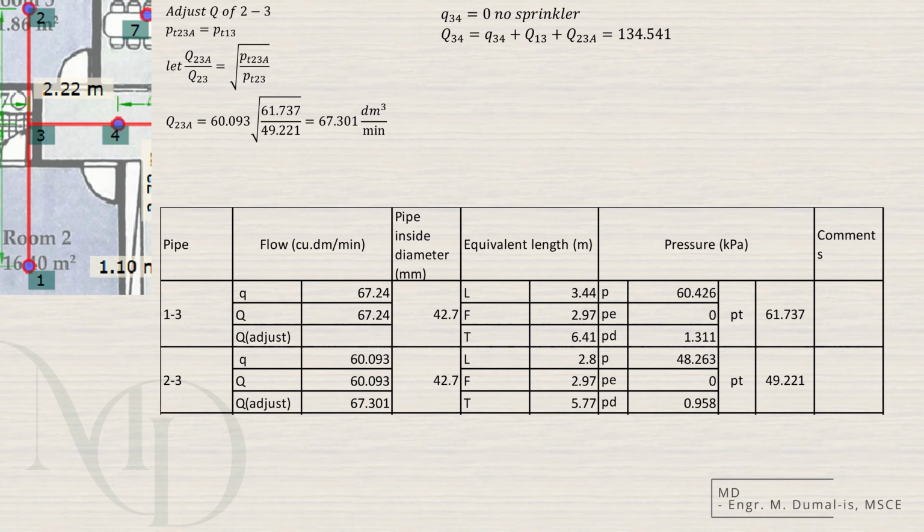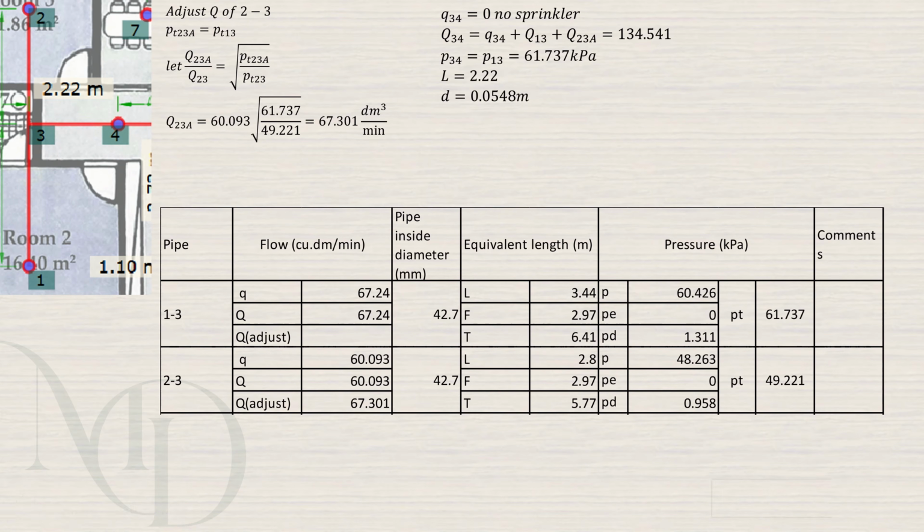We are now ready to work on the supplying line from node 3 to node 4. It is expected that the total discharge flowing through pipe 3 to 4 is equal to the sum of all discharges leaving node 3. So that includes the discharge from pipes 1 to 3 and 2 to 3 along with any sprinklers connected in between. The total discharge is approximately 134 cubic decimeter per minute.